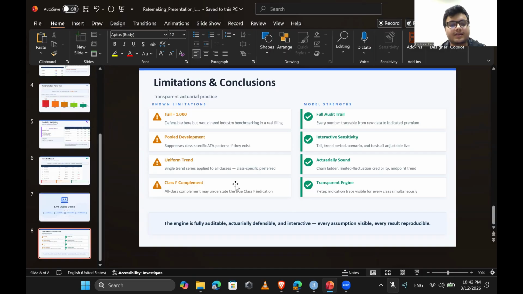A uniform trend is applied. Class specific trends would be preferable with more data. Despite these limitations, the engine is fully auditable. Every calculation is traceable, transparent, and interactive, and lets any stakeholder test assumptions in real time.